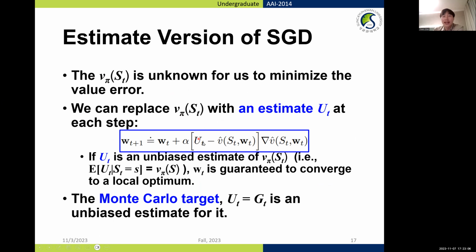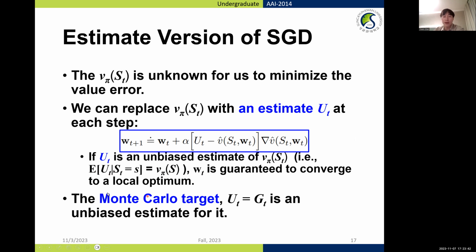Now this SGD process is replaced with this form. Previously it was V pi of S_t, now it becomes U_t. If U_t is an unbiased estimate of V pi of S_t, it means that if we calculate the expectation, the average, it will eventually equal the target values. Then W_t is guaranteed to converge to a local optimum.